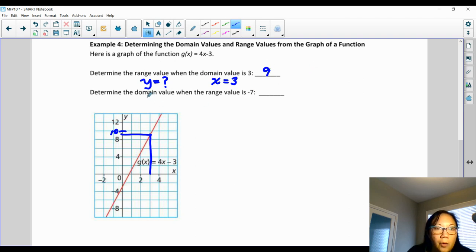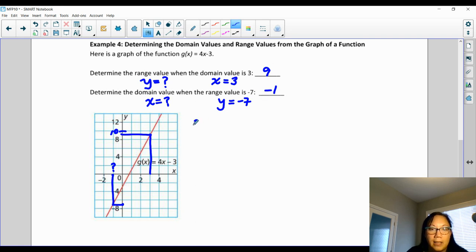If we do the other question, this one's asking for the domain value. So it's asking us, what's the x value when y is equal to -7? So if I go down to y equals -7, well, this would be -6, so here's -7. If I read across to my line and then go down, the question is, where am I here? I'm halfway between 0 and -2, so I'm actually at -1.